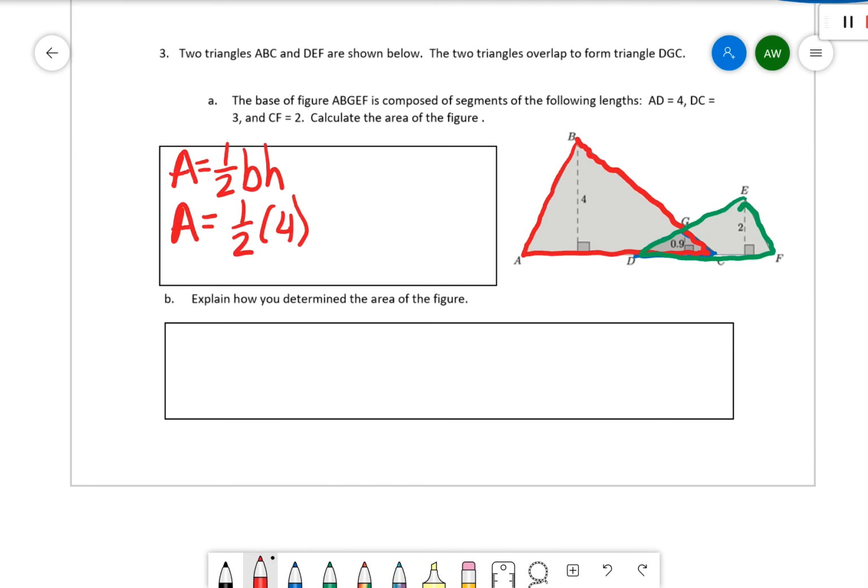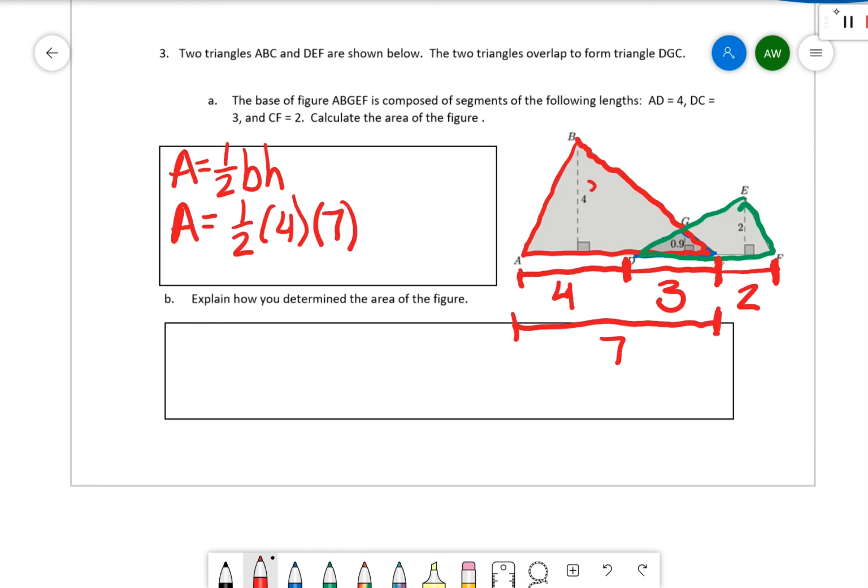So let's look here at the bottom. It says the base is composed of segments of the following lengths. AD is 4 and DC is 3 and CF is 2. So if I'm looking at my red triangle, this really large triangle, then the base of that is the 4 and the 3 put together. So if I put those two together, I get 7. So my base is 7, and my height is, of course, 4. So 1/2, 7 times 4, that's 14.